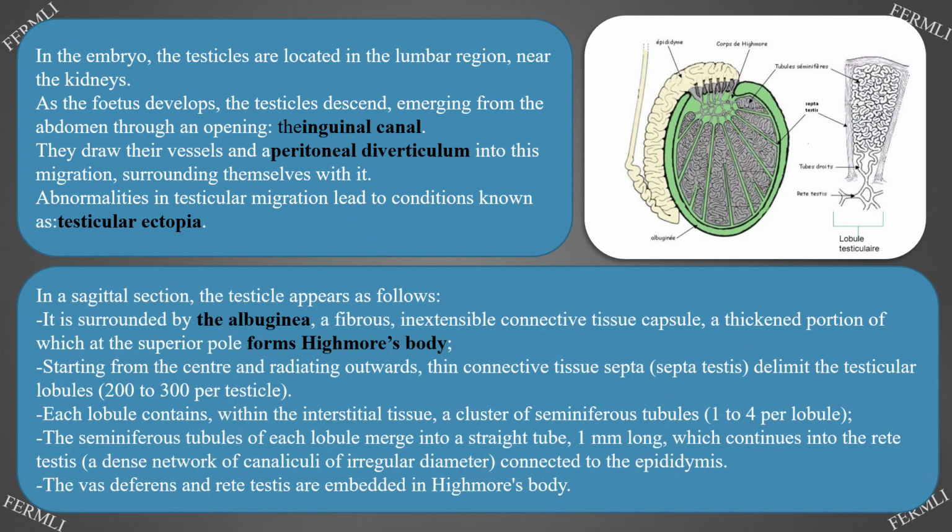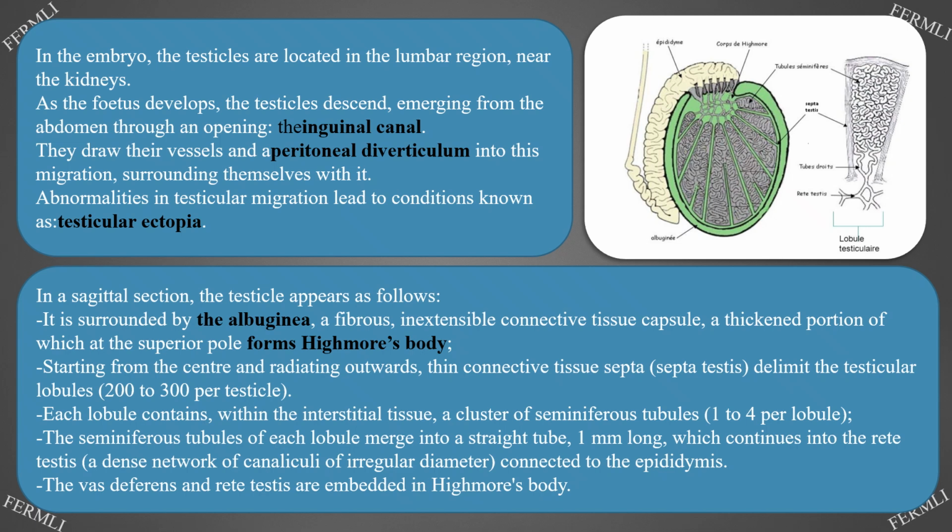In a sagittal section, the testicle appears as follows. It is surrounded by the albuginea, a fibrous, inextensible connective tissue capsule, a thickened portion of which at the superior pole forms Highmore's body, starting from the center and radiating outwards.